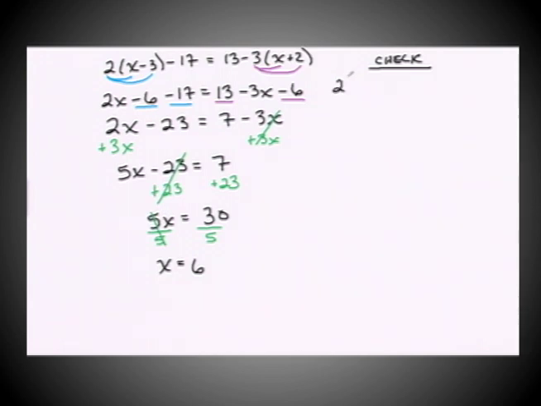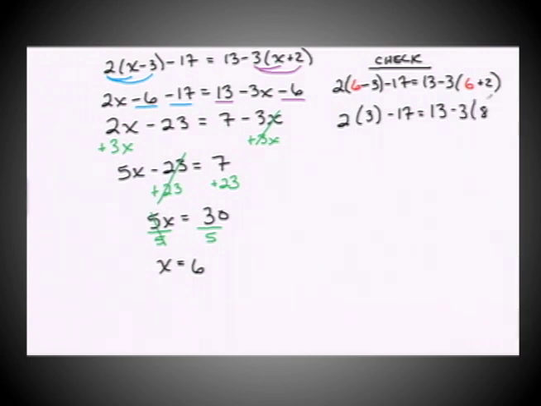So you always want to use the original equation to check. 2 times x minus 3 minus 17 equals 13 minus 3 times x plus 2. And wherever I have an x, I'm going to test my potential solution by substituting it in for x. So I have 2 times, well, 6 minus 3 is 3. And then I'm going to subtract 17 from that value. On the right-hand side, I have 13 minus 3 times 6 plus 2, which is 8.